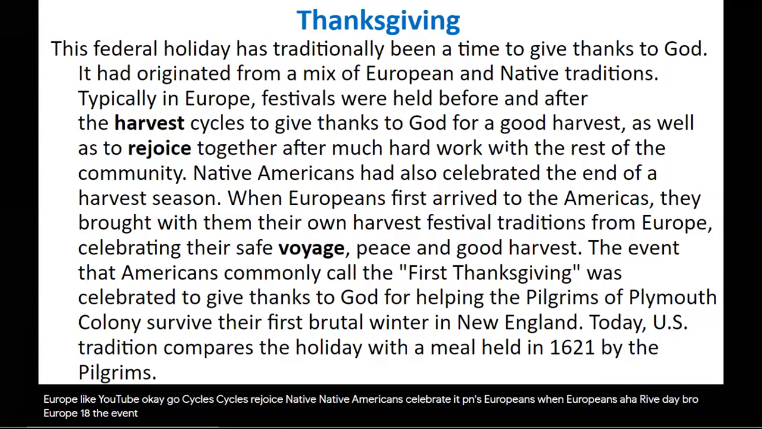The event that Americans commonly call the first Thanksgiving was celebrated to give thanks to God for helping the pilgrims of Plymouth colony survive their first brutal winter in New England.